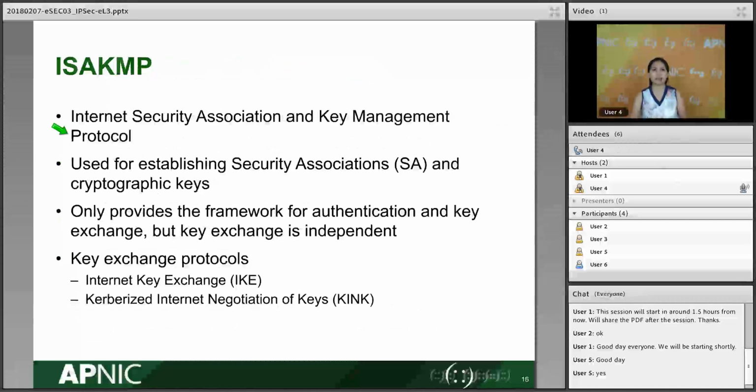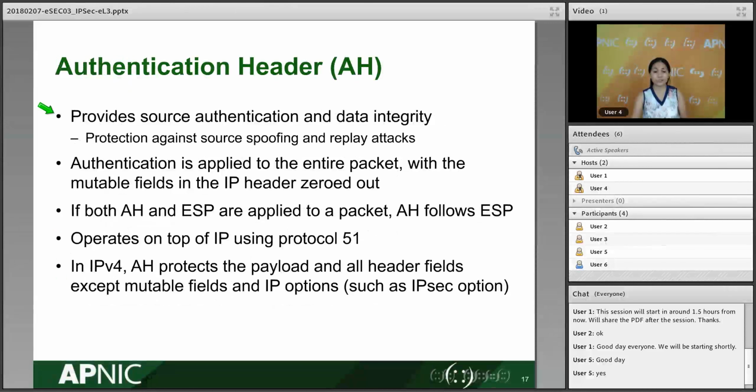ISAKMP, as I've said, is Internet Security Association and Key Management Protocol. The only thing that as a beginner you have to understand here is its use. It's a framework that is used for key exchange and key management. The particular protocol under ISAKMP is IKE, which is Internet Key Exchange, and Kerberized Internet Negotiation of Keys. Both of these are supported by a lot of devices, but by default, most people would just use Internet Key Exchange. This one is the more popular one, so that's what we're going to describe in a short while.